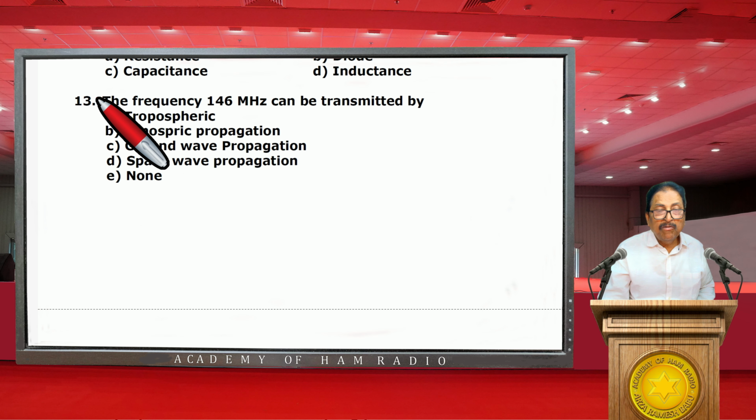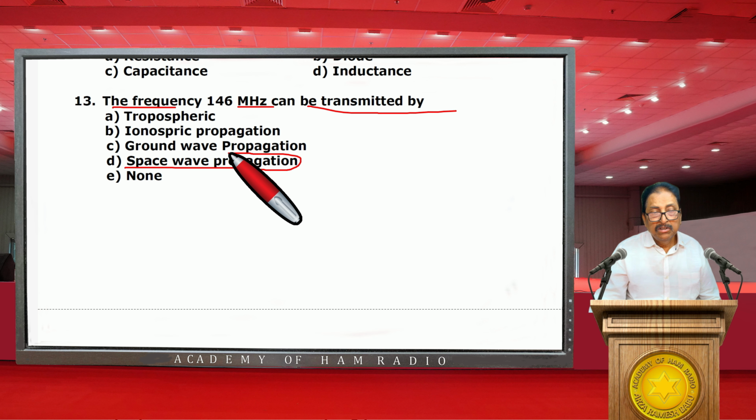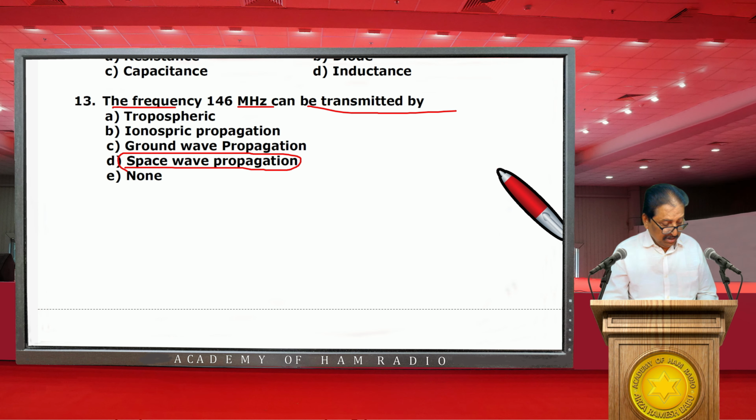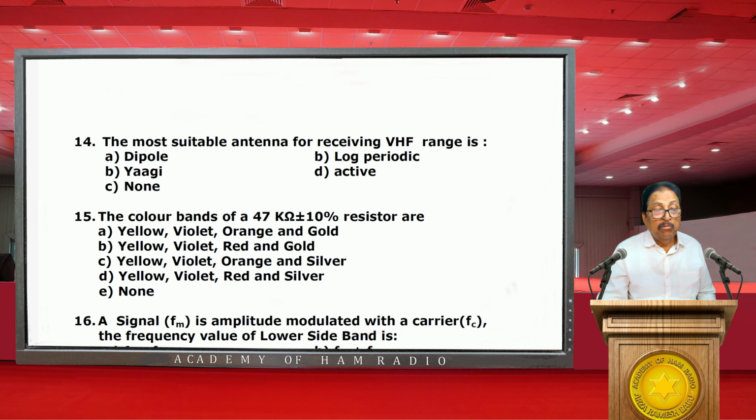The frequency 146 MHz can be transmitted by space-wave propagation. Tropospheric propagation only occurs in certain conditions, when a duct is formed. Ionospheric propagation is purely HF. Ground wave is below 2 MHz. So the correct option for this 146 MHz is space wave propagation. The most suitable antenna for receiving the VHF range is the Yagi antenna.